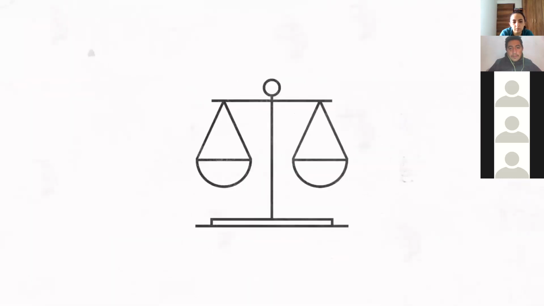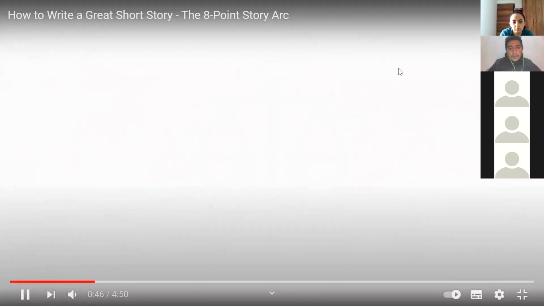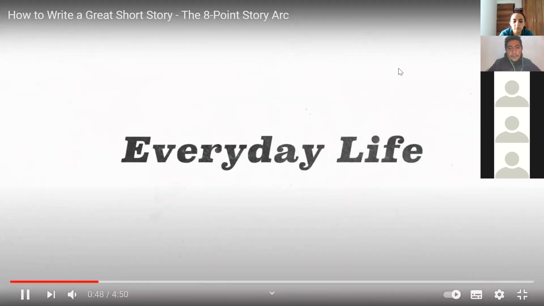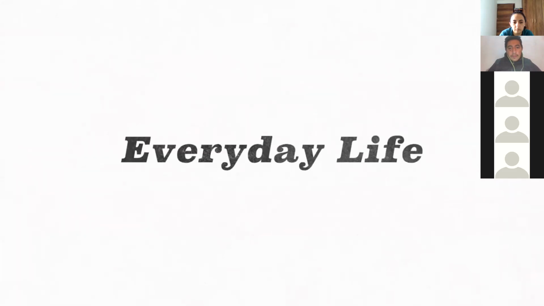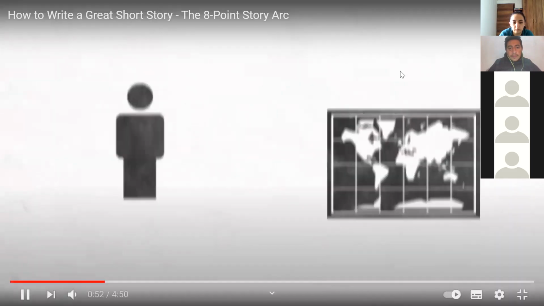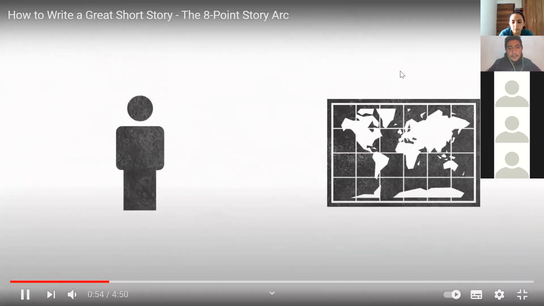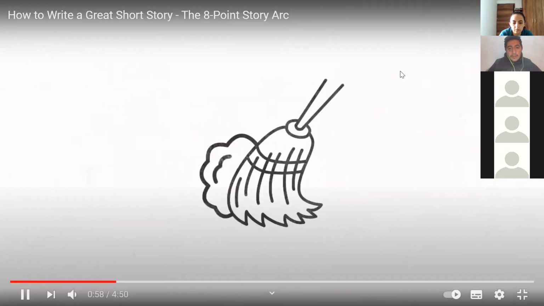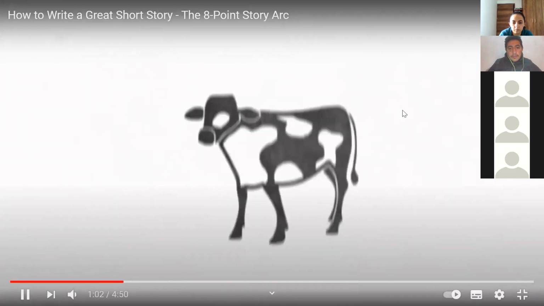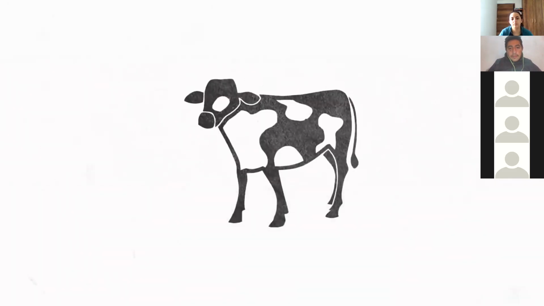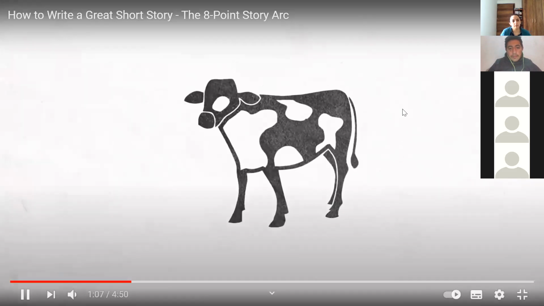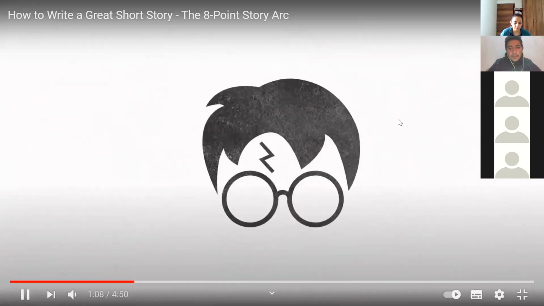The first point is stasis. The word stasis simply means equilibrium or balance, and can be thought of as the protagonist's everyday life in which the story is set. This is the exposition of the story, where the characters and setting are introduced. Picture Cinderella sweeping the ashes for her wicked stepmother, or poor Jack from Jack and the Beanstalk living in poverty with his mom and a cow.